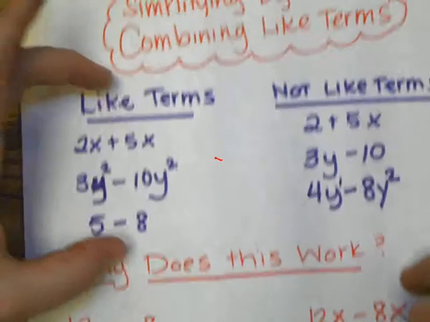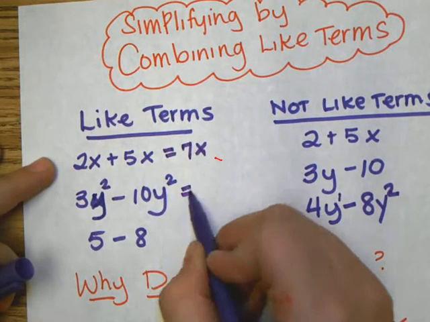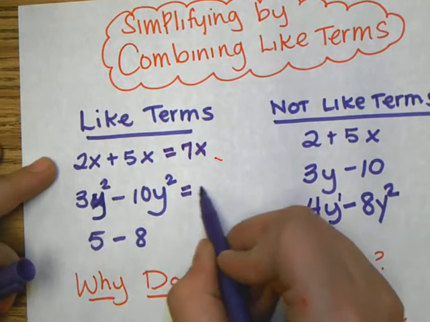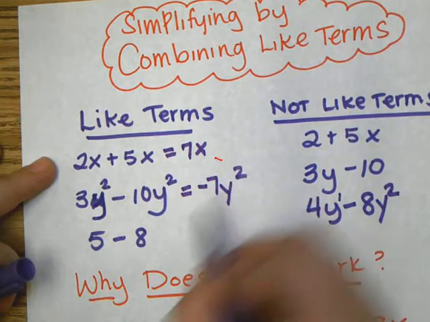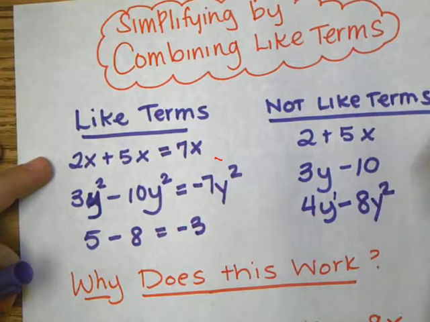So let's see why it works to be able to put these together and combine them to make 7x. And this would make 3 minus 10 is negative 7y squared. And this would be negative 3. But why does it not work to do that over here?